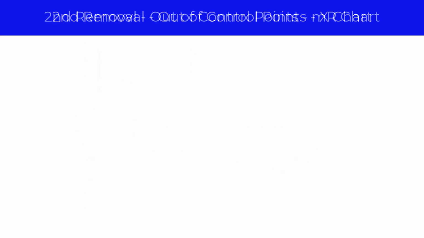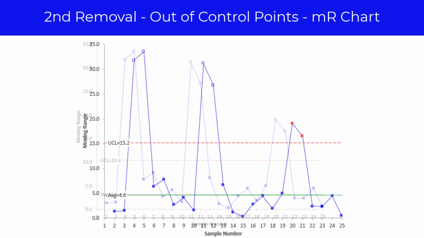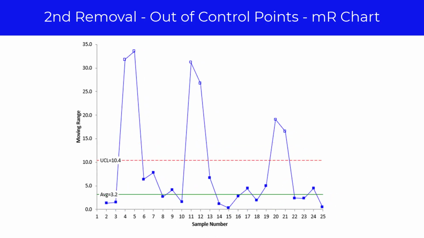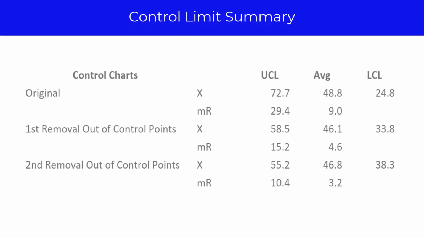And you can see now that we have three out of control points that we're not considering in the X chart. And we do the same thing with the moving range chart. We remove the two that are out of control for subgroup samples 20 and 21, and you can see our average range has dropped down to 3.2 again. And now we can take these limits, put them into the future to judge performance.